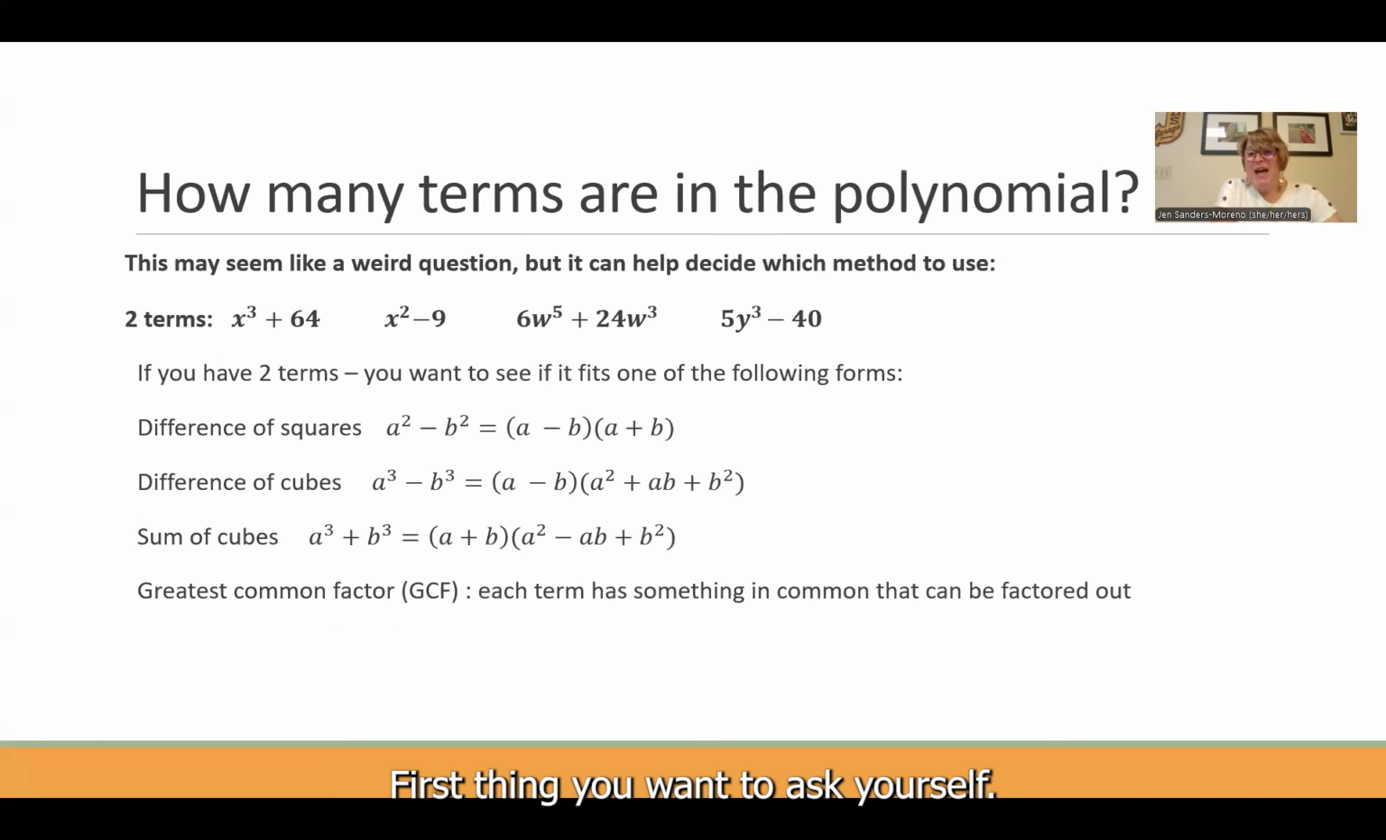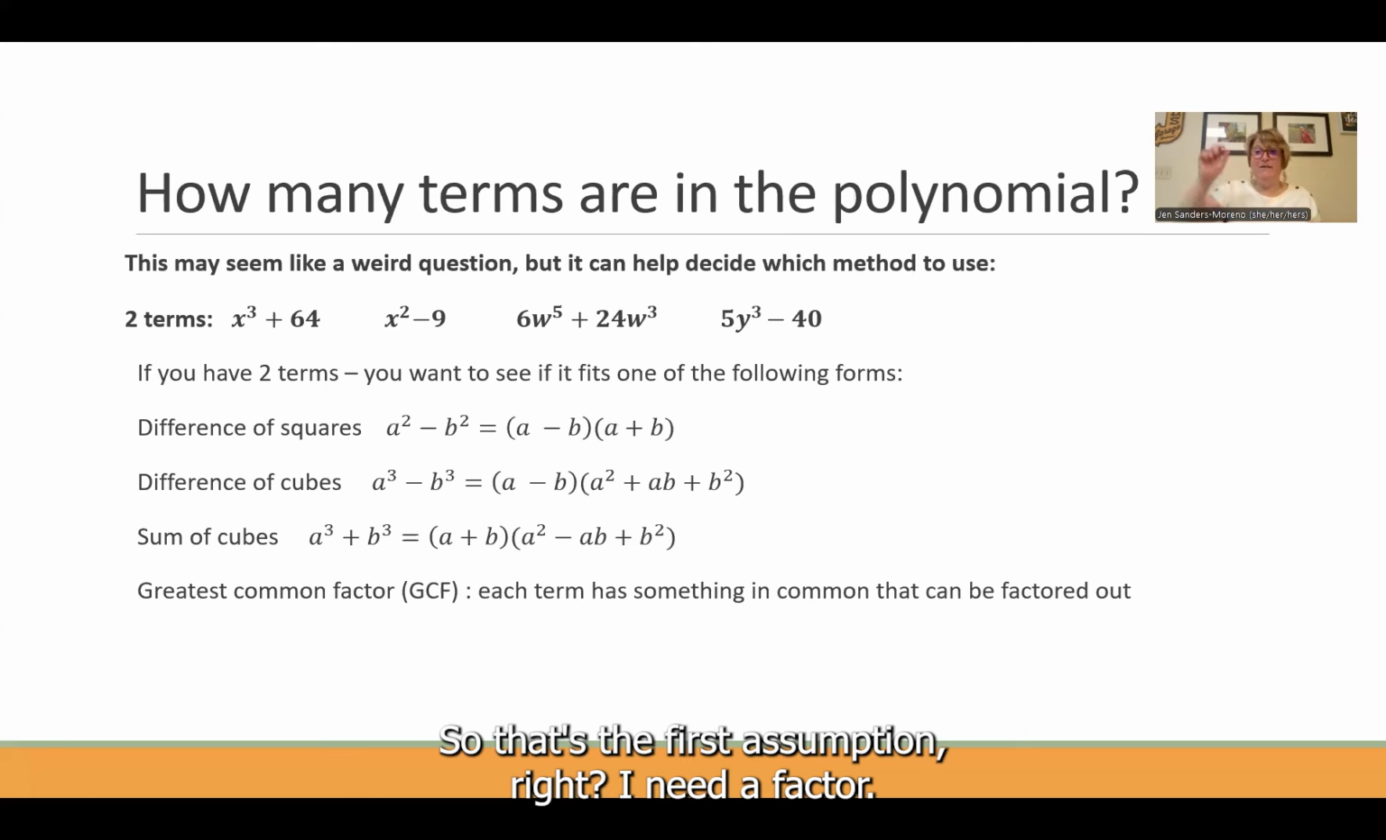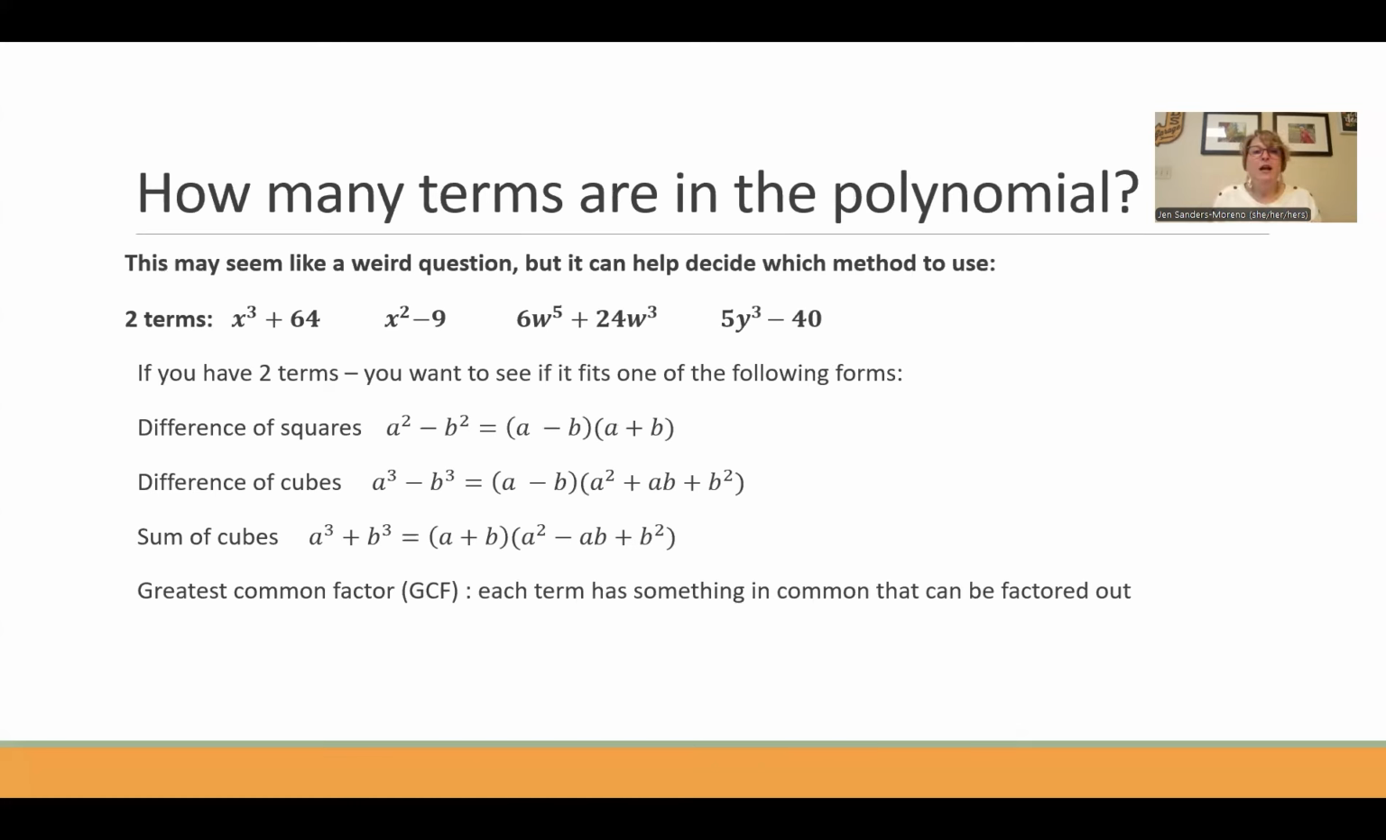So the first thing you want to ask yourself, assuming you know you need to factor, so that's the first assumption, right? I need to factor. How many terms are in the polynomial? Now that might seem weird, but when you can figure out how many pieces you have, you can know what paths are available to you. So when you have two terms, you basically have a bunch of formulas or greatest common factor.